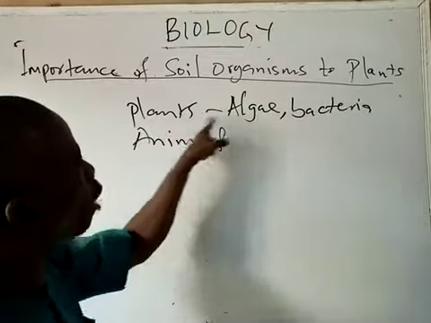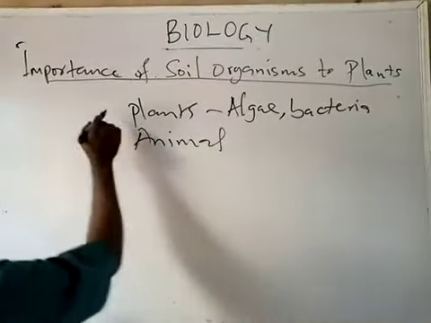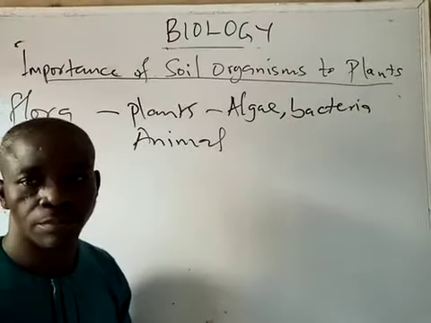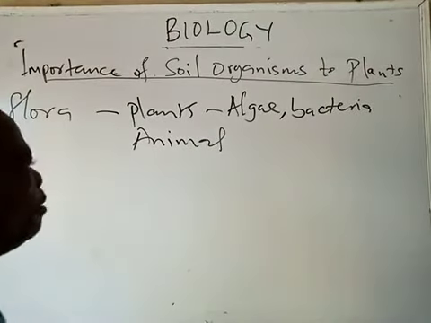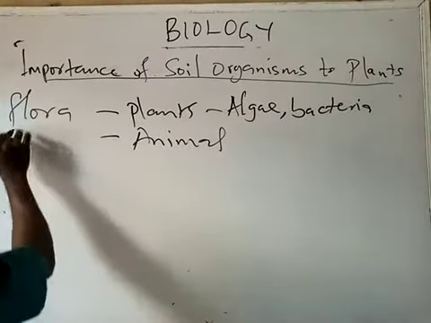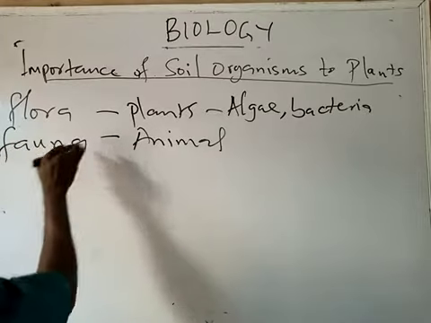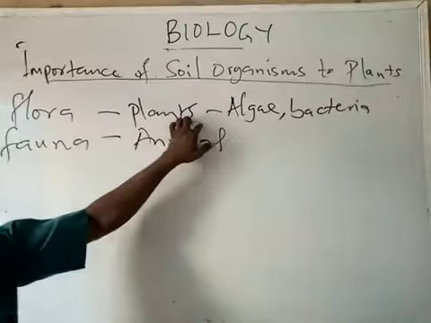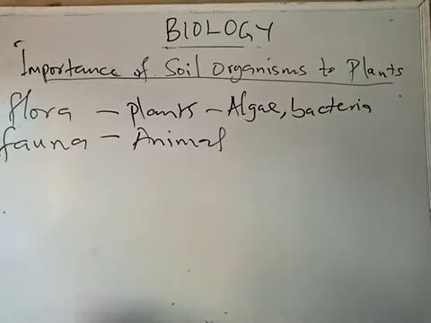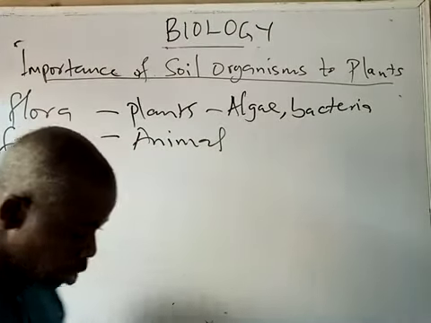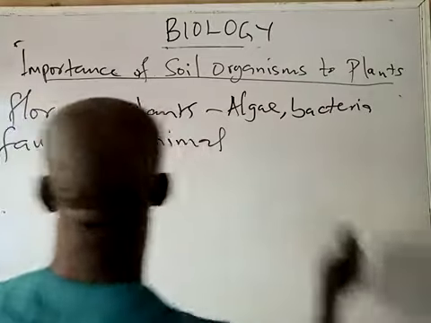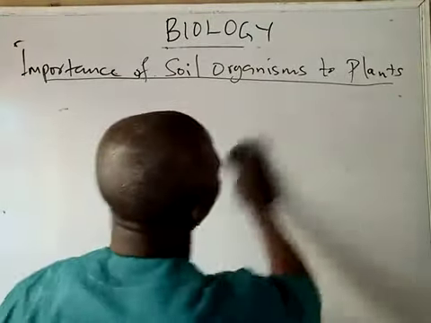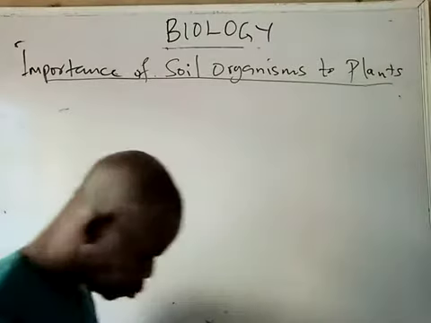In this case, if the soil organism is plant-like, we call it flora, the soil flora. And if the soil organism is animal-like, we call it fauna. So the flora are the plant-like organisms, and the fauna are the animal-like organisms. Good. Now let's look at the importance of soil organisms to plants.